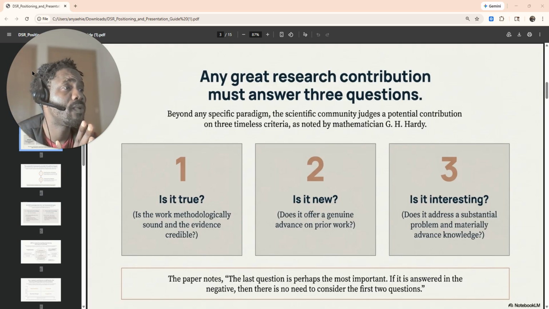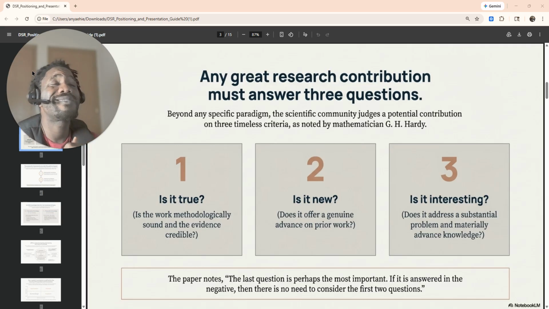Number two, is it new? Are you just doing something that's already been done before? If whatever you're coming up with has already been done before, why would anybody care? You probably have to advance and innovate on something that has been done before. So it has to be new. You have to give us something new.